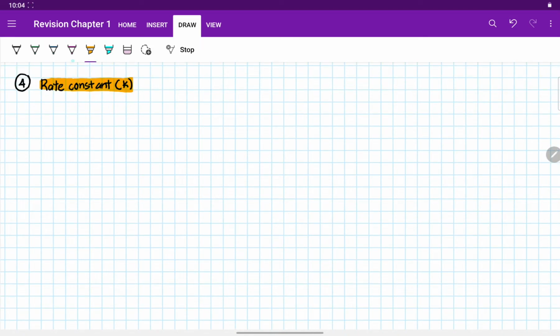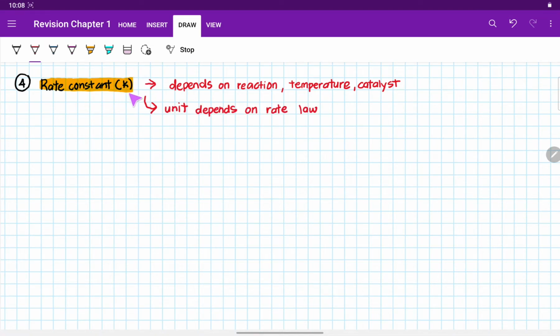The next one, kita akan discuss tentang rate constant K. Untuk rate constant dekat sini, rate constant K depends on reaction, temperature and catalyst. Yang ni just secara general je lah. Now, yang penting dekat sini adalah unit. Untuk rate constant K ni, it will depends on the rate law. Apa maksud saya dekat sini? It depends on the rate law. Katakan dekat sini, saya ada satu rate law. So example.